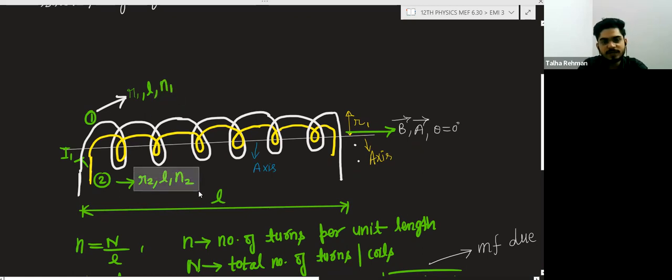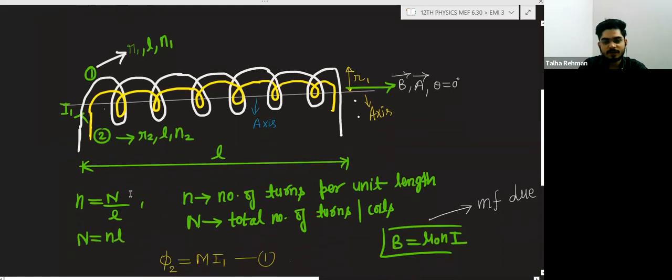Similarly for the yellow color solenoid, I have written here small n, the number of turns per unit length, and capital N, the total number of turns or total number of coils. When you do 1 turn, it becomes 1 circular coil, for any of the solenoids I am talking about. So you can say capital N is the number of turns or number of coils.